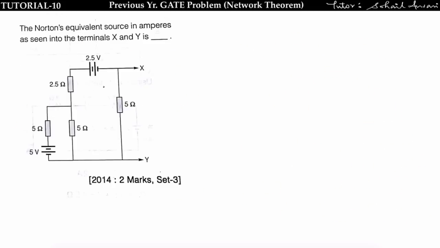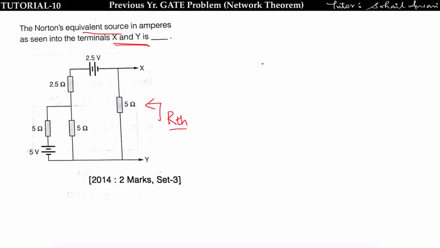See this circuit, we have to find the Norton equivalent from the XY terminal. First find the RTH. For finding the RTH we have to short circuit the voltage source and open circuit the current source.